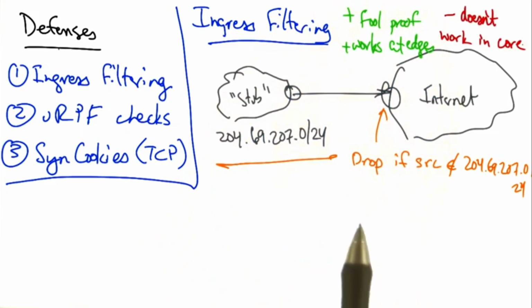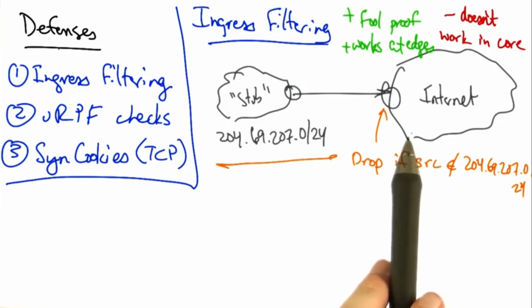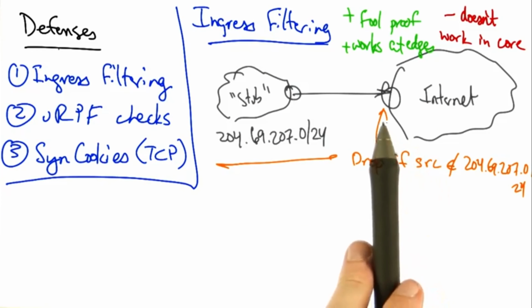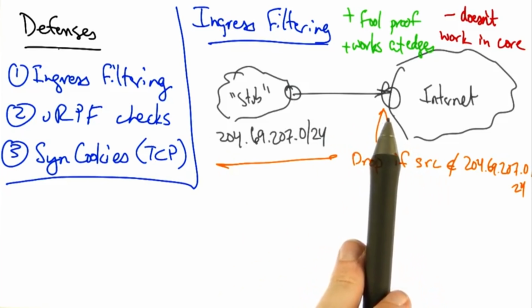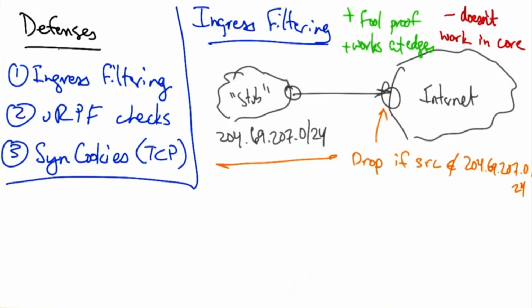Unfortunately, it doesn't work well in the core, where a particular router might have a lot of difficulty determining whether packets from a particular source IP address could be allowed on a particular incoming interface. So the solution that operators try to use in the core is to use the routing tables to determine whether a packet could feasibly arrive on a particular incoming interface.